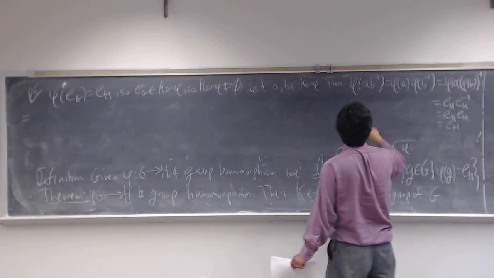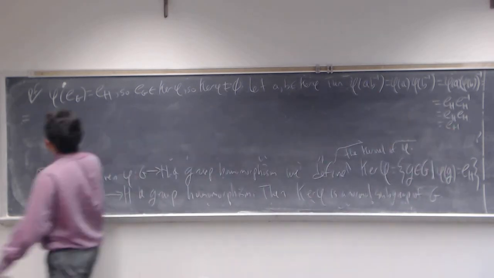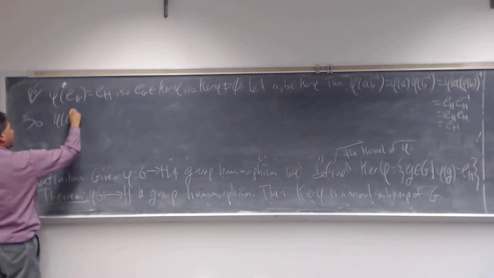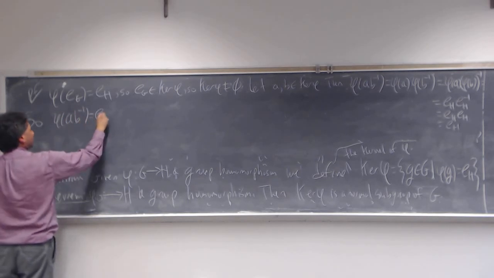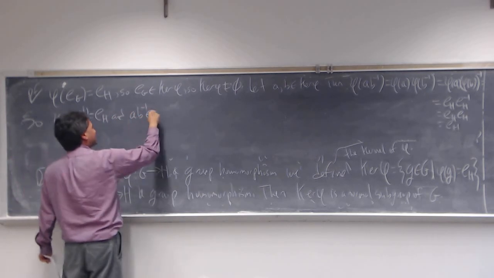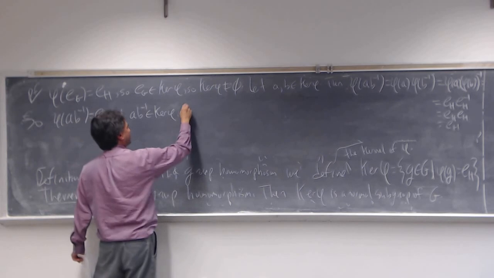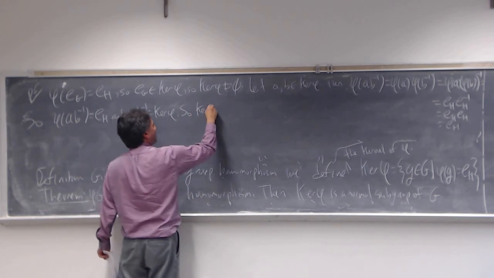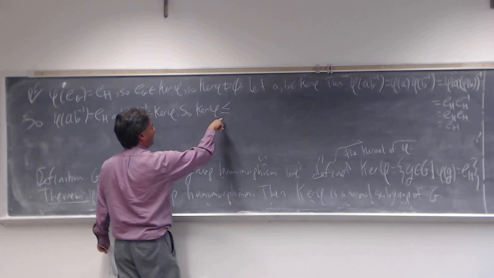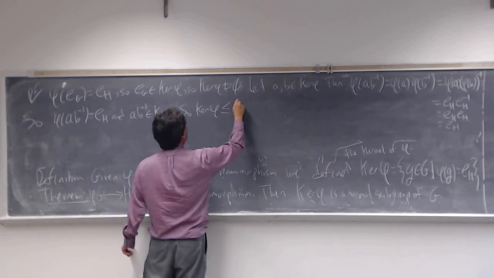So what does this tell us? This tells us that phi of a b inverse is equal to e_H. And this is an element of the kernel of phi, so the kernel of phi is a subgroup. And to save space, I'm not going to write that the kernel of phi is a subgroup; I'm going to write kernel of phi using the subgroup sign.